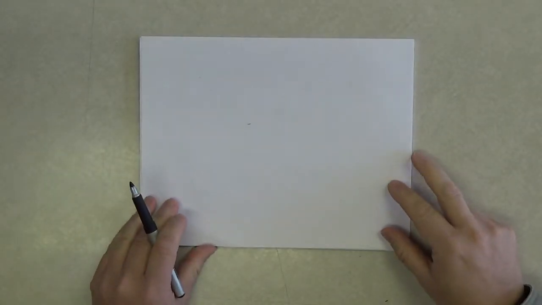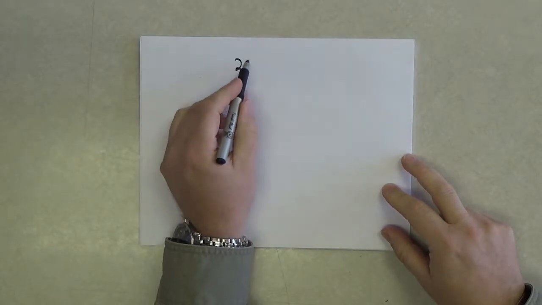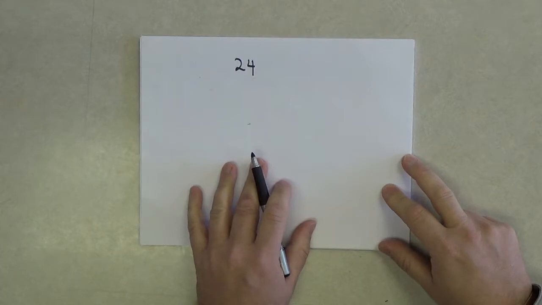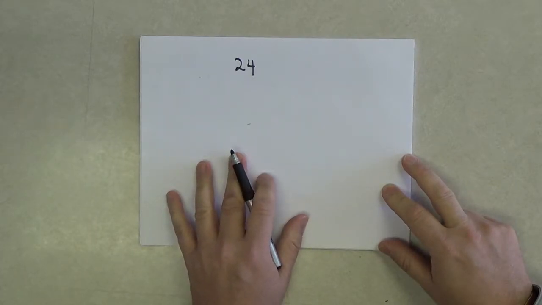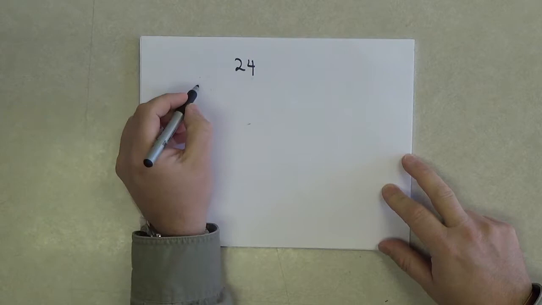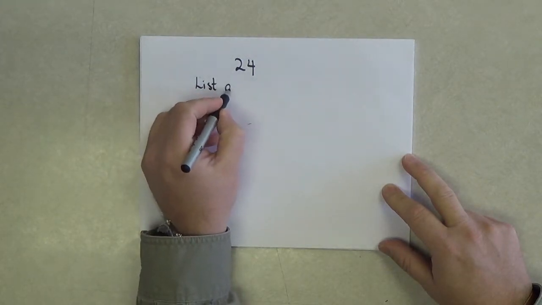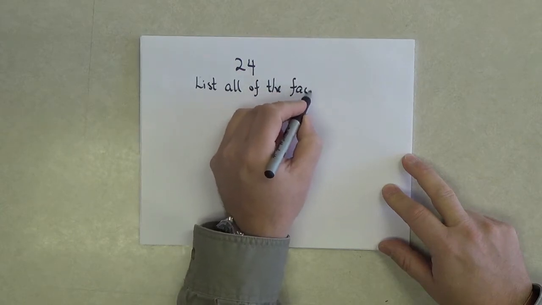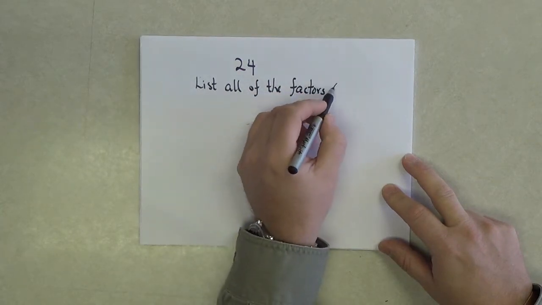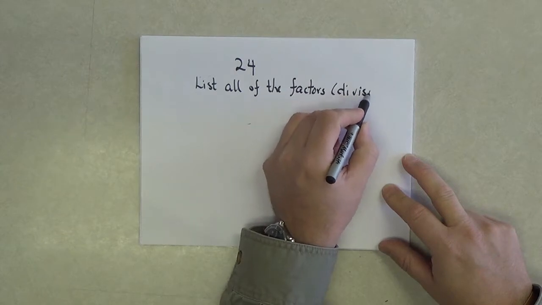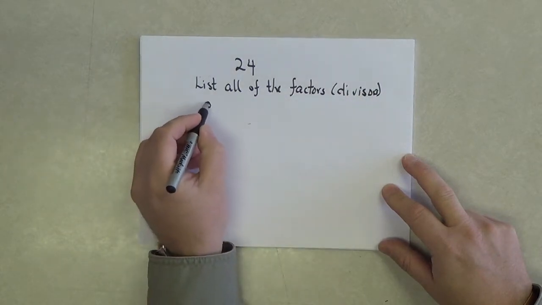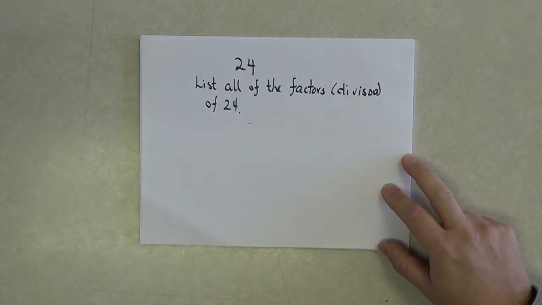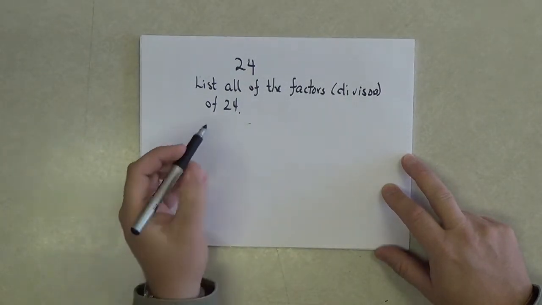like 24. If I have the number 24, and I want to look for all of its divisors, another word for divisor in this case is factor. Let's list all of the factors, divisors, of 24. Now, one way to do it would be just simply start working through the multiplication table.